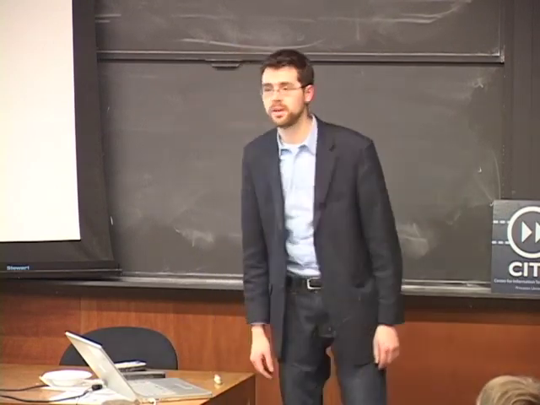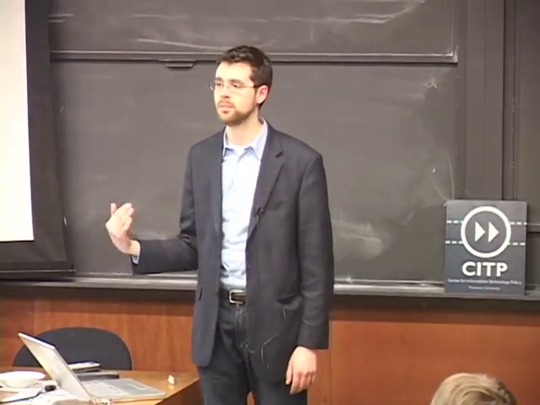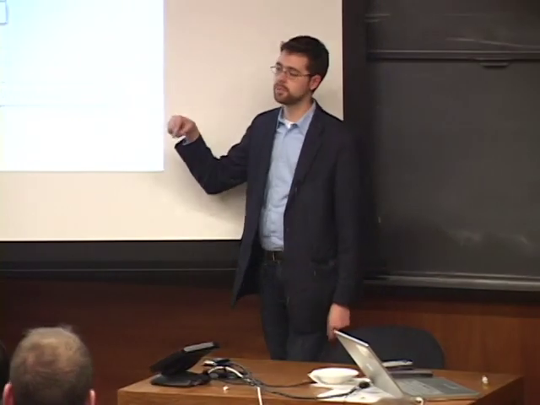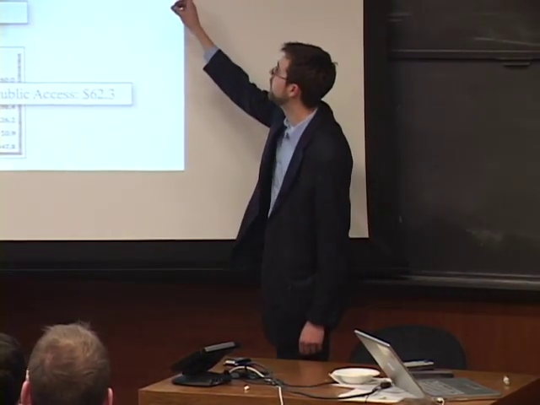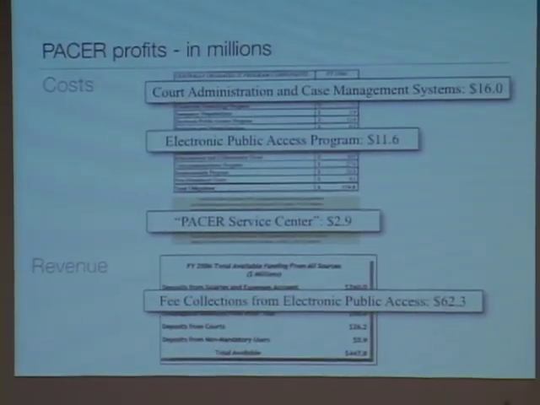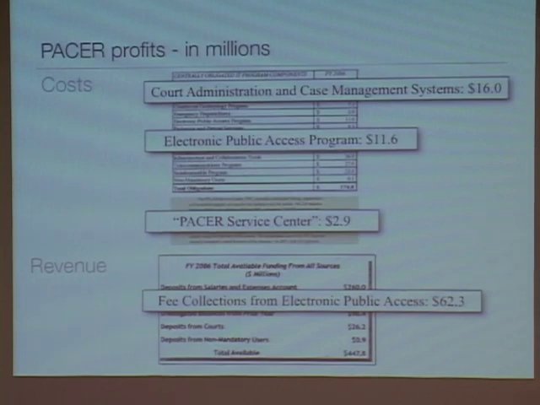That's a good question. The judiciary releases its own annual report on expenditures and income related to information technology. This is from 2006, which came out in 2007. The important line items are, for example, the Electronic Public Access Program, which refers explicitly to PACER. They spent $11.6 million according to their own records on that. There's another related line item for court administration case management systems, which we might reasonably include, or include part of, in our total if we wanted to know how much they actually spend on PACER.